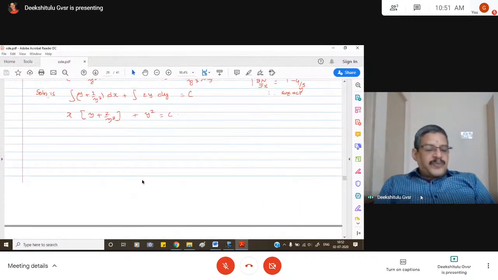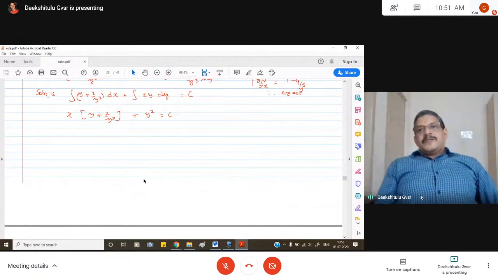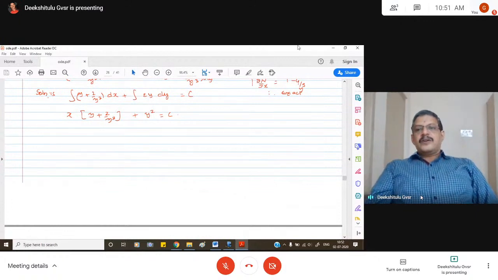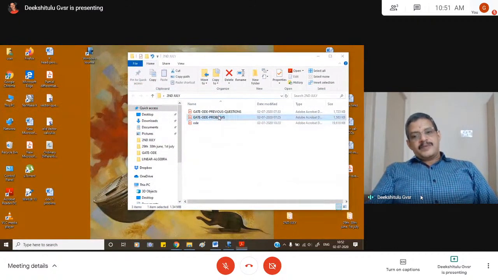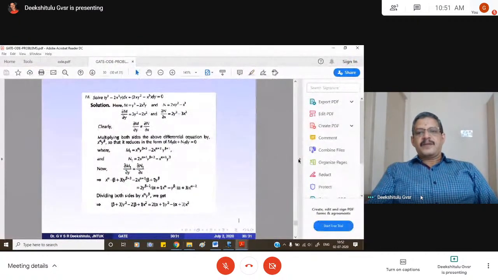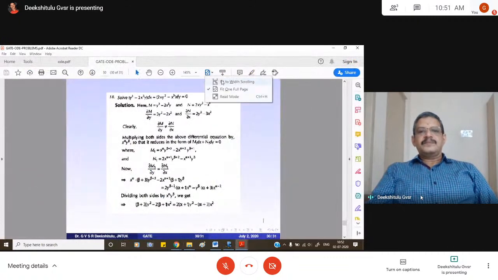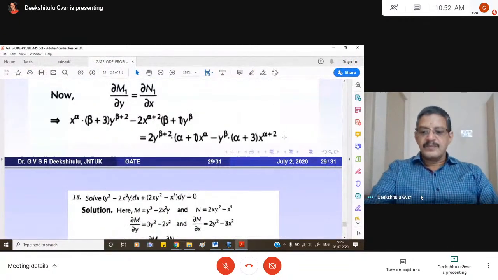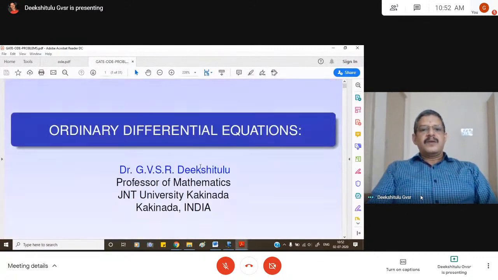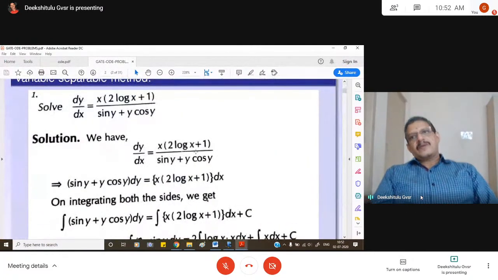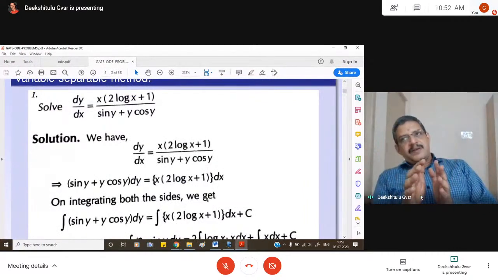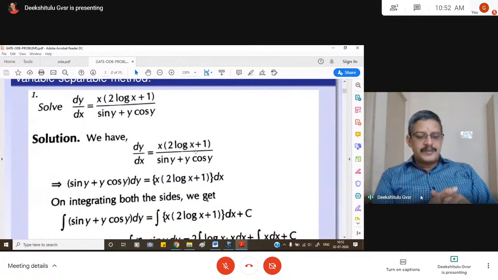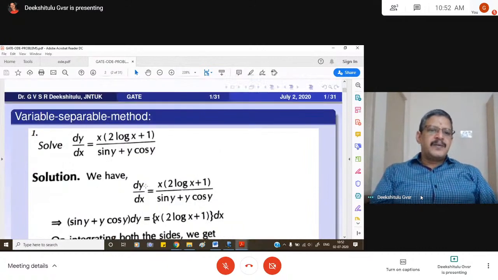So with this, we have come to an end of first order, first degree ordinary differential equations, and we will see more problems like this. So we now consolidate whatever we have done till now, all those 5, 6 or 7 methods, and I will explain some problems on all these methods together. One is the variable separable method.